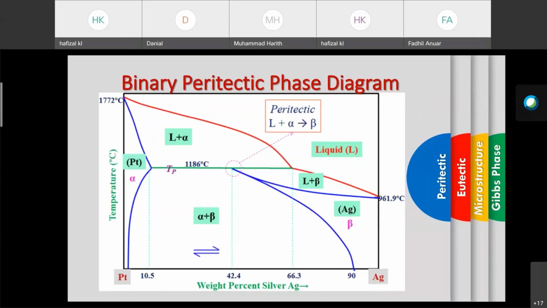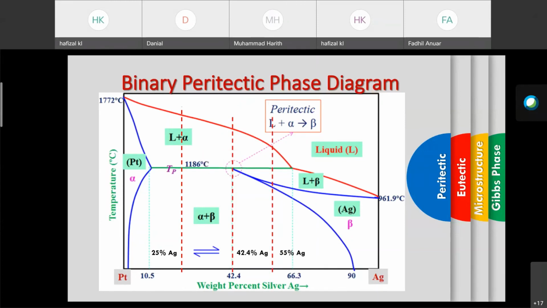Okay, so from there let's analyze what will happen when we introduce 25% Ag. Along the line, maybe we can try to draw a microscopic diagram here. What will happen when we see 42.4 percent Ag? At this line we can see the line hit at this point, this composition. We call it a eutectic composition at the line of temperature 1180.